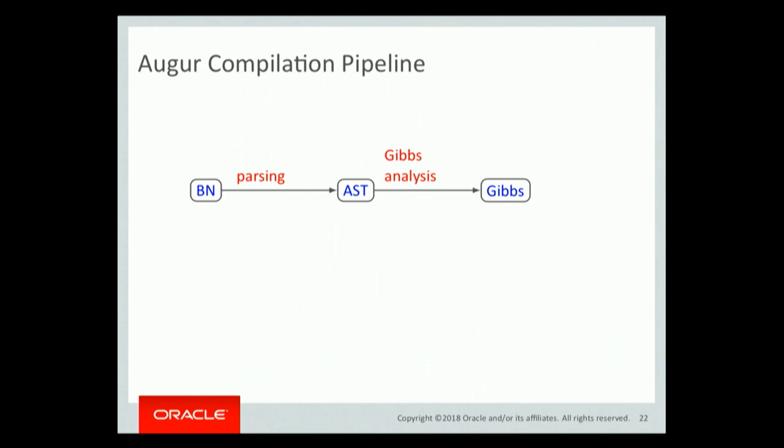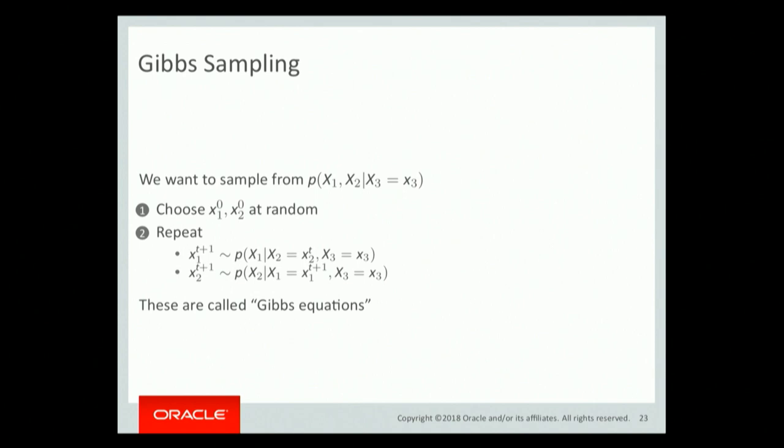So again, I want to generate a Gibbs sampler. And just to be clear, it means that if I have three variables, but I want to condition on one of them, I want to produce a piece of code that's going to choose some values for the random variables that are not observed, and then keep sampling in turn from each and every one of them. And by the way, we often call all of these equations Gibbs equations.